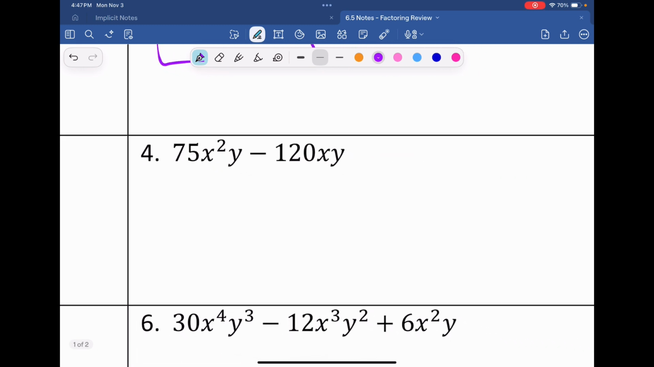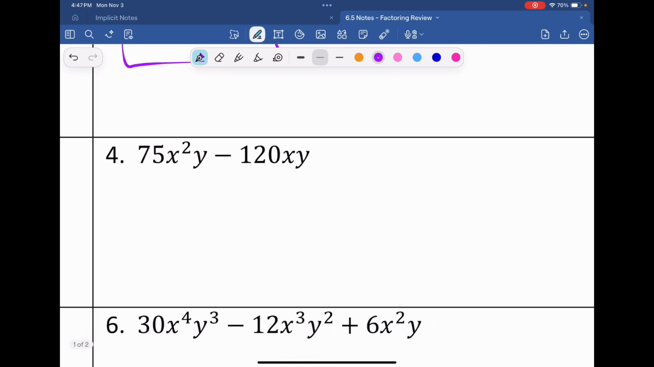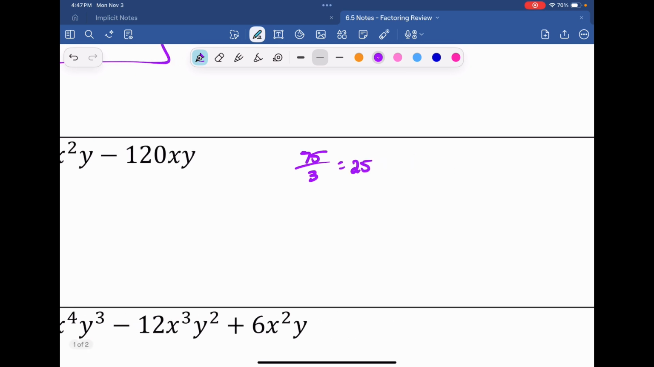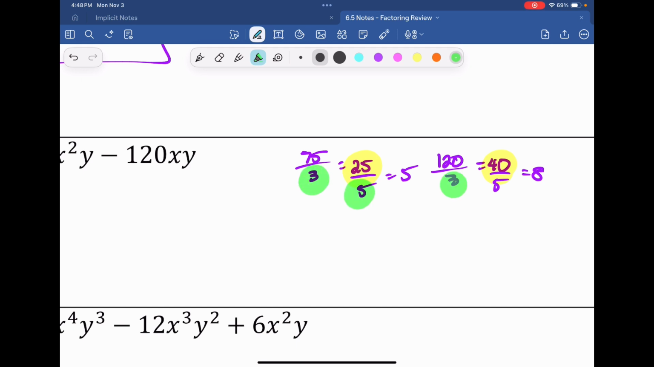So 75 and 120. I don't know those ones off the top of my head, but I do know that 75 can be divided by 3. That's 25. And that 120 can be divided by 3, and that's 40. Okay, and I can see that these two share a common factor of 5. So putting those two factors together, 3 and 5, so the GCF is 15.